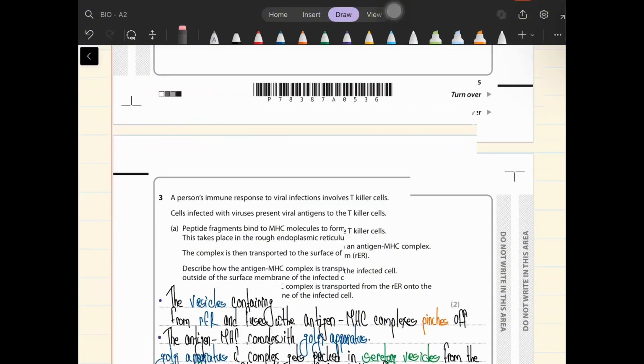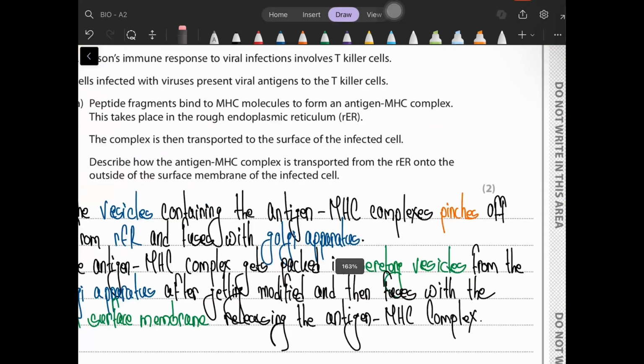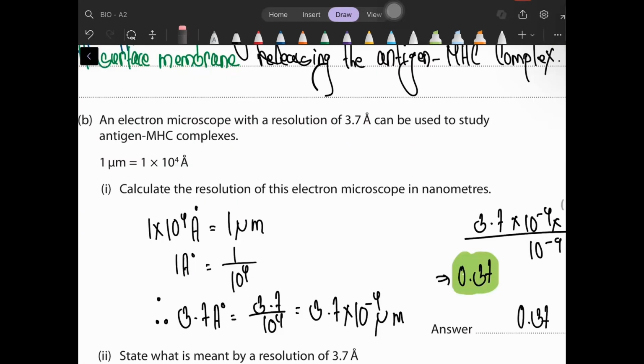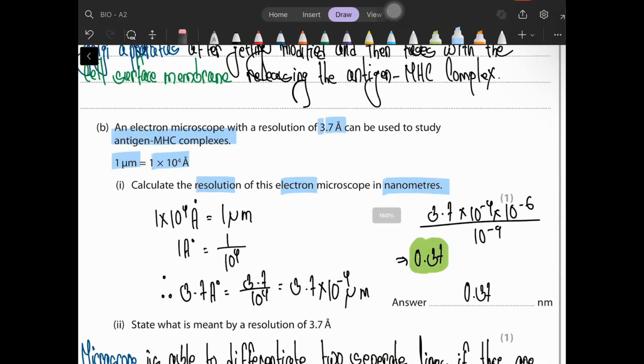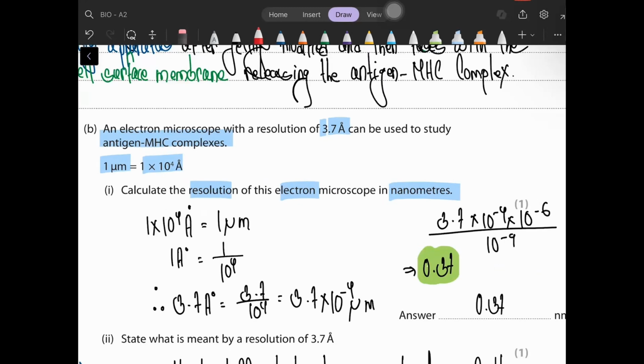The next question is about an electron microscope with a resolution of 3.7 Å that can be used to study the antigen MHC complex, right? 1 micrometer equals 1 × 10^4 Å. Calculate the resolution of this electron microscope in nanometers. All right, so just remember this. I'm going to show you a technique that can be used in either physics, chemistry, or biology, right?